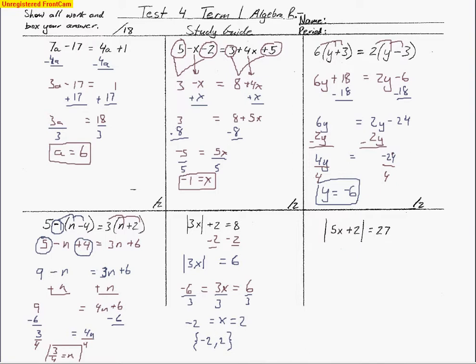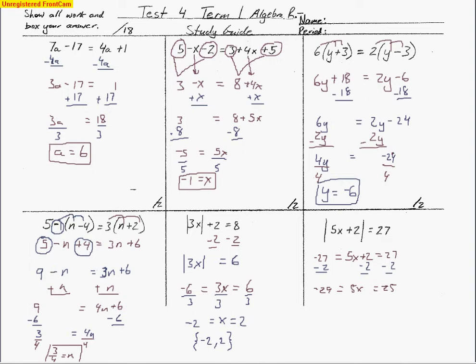So the next problem, it's already set equal to 0, so I'm going to take that 5x plus 2. I'm going to set it equal to 27, but I'm also going to set it equal to negative 27. So when I go ahead and solve, I'll subtract the 2 from all sides. And when I do that, notice how the negative 2 and a negative 27 end up adding to make negative 29 equals 5x. On this side, it equals 25.